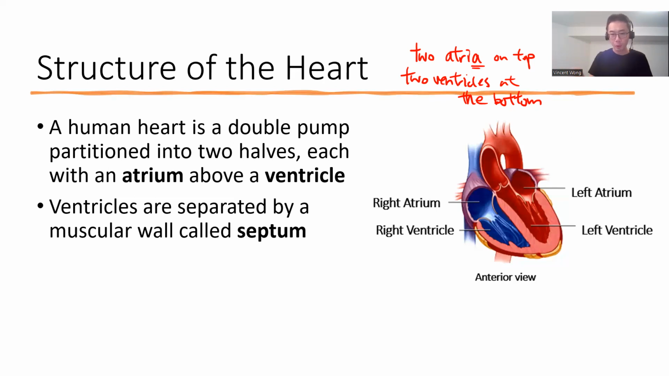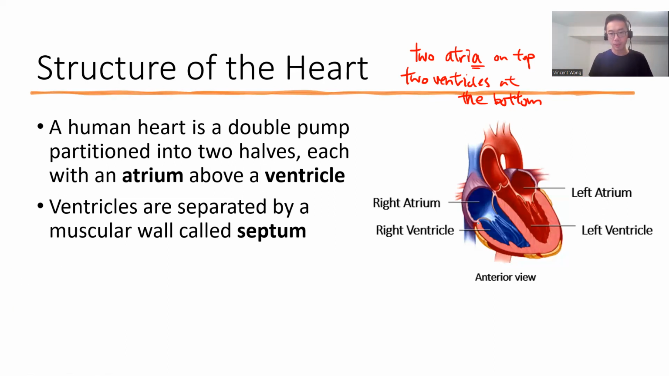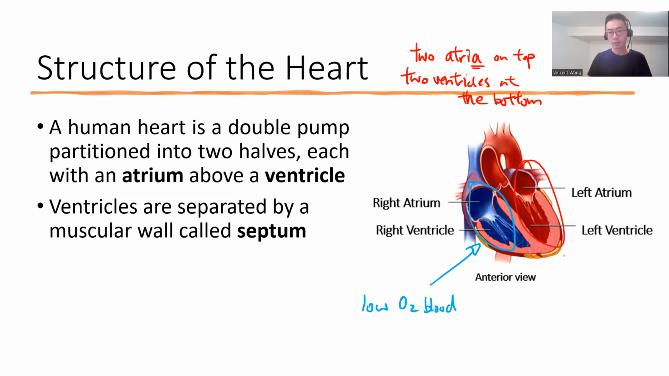Typically, we use blue to represent low oxygen content, and we use red to represent high oxygen content. So over here, the blue blood, that's low O2 blood. Okay, the blood is obviously not actually blue. And then over here, we have high O2 blood.